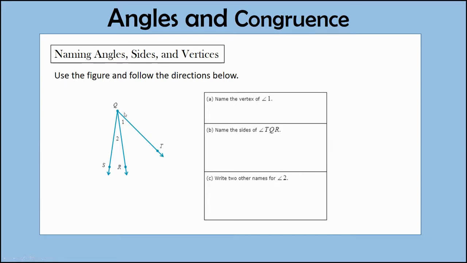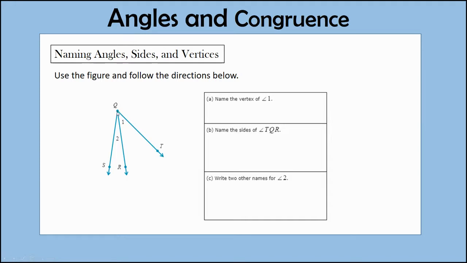Okay, some of the questions you'll get tonight: use the figure and follow the directions. Question A asks for the vertex of angle 1. Looking at this drawing quickly, let's talk about what we have. Angle 1 is, if I trace these two rays, QT and QR, that gives me angle 1. I have another angle here, angle 2, which is rays QR and QS. And then there's actually a third angle in the drawing, angle TQS, that encompasses both of those two. So there are actually three angles in the drawing. First of all, they ask us for the vertex of angle 1.